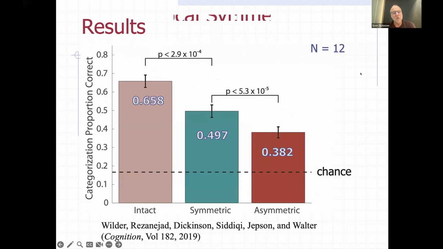And what we found is quite dramatic. Humans definitely exploit the symmetric information. They perform significantly better in the human scene categorization task when the symmetry information remains in the image, and noticeably poorer when you're removing the symmetry information, as we can see here. And this was reported in the Cognition Journal a few years ago.